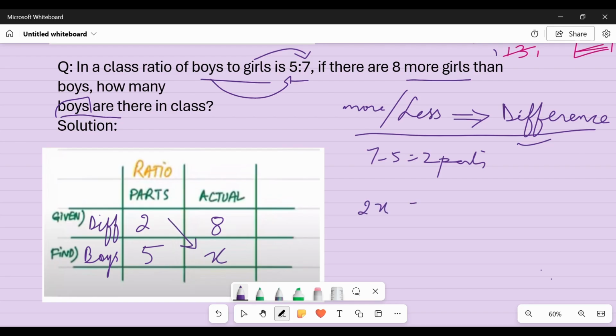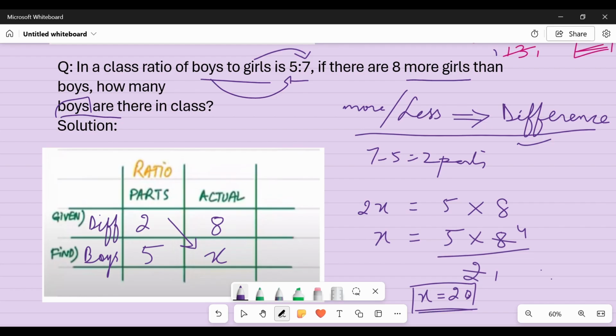2x equals 5 into 8. Now x equals 5 times 8 divided by 2. 2 ones are 2, 2 fours are 8. 5 times 4 gives us the value of x is 20. 5 fours are 20. Okay, so the unknown value, which is x here, is 20. So what is x? X is actually the number of boys.